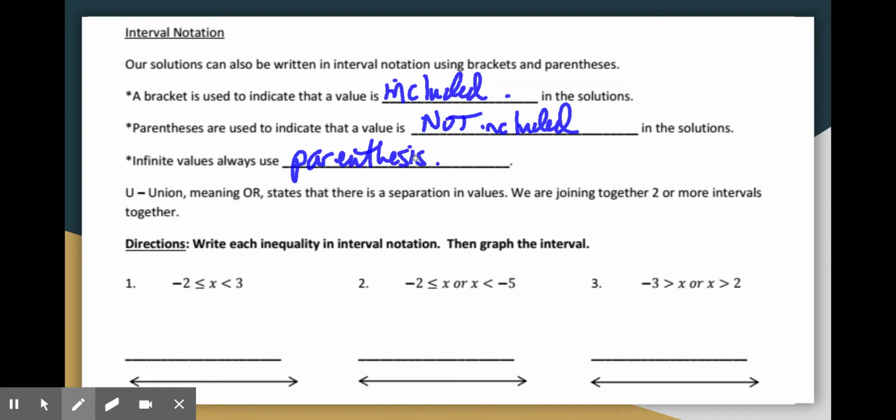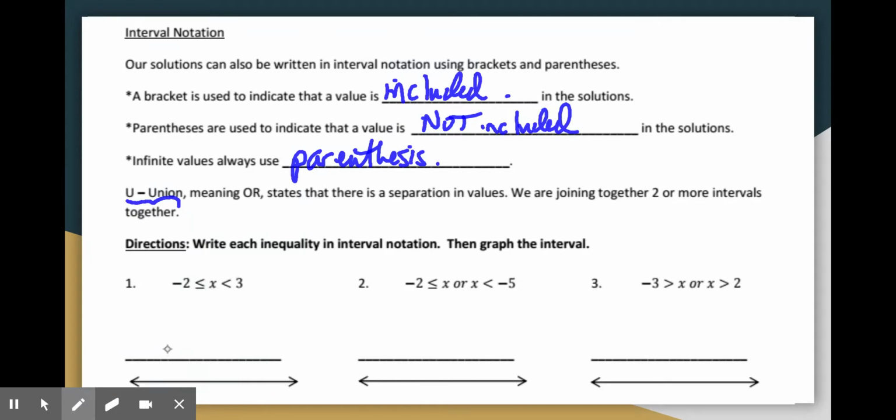All right, now what we're also going to introduce is the letter U. The U means union, or. It means that there's a gap in between the answers, and I'll show you what that means in a minute. All right, let's try. The interval notation on these is actually pretty easy to do, I think. So here we go. Here's x in the middle.